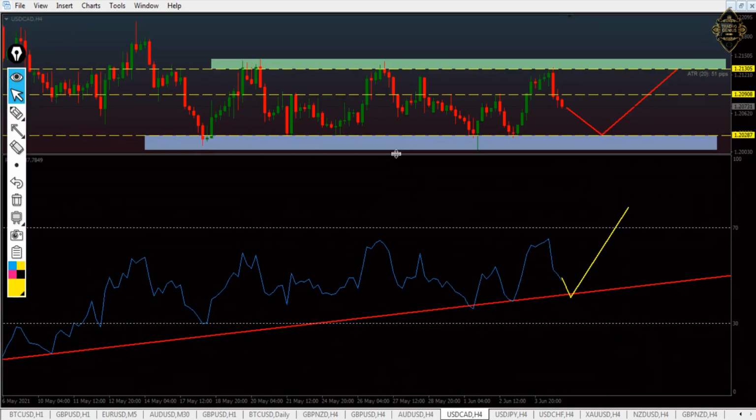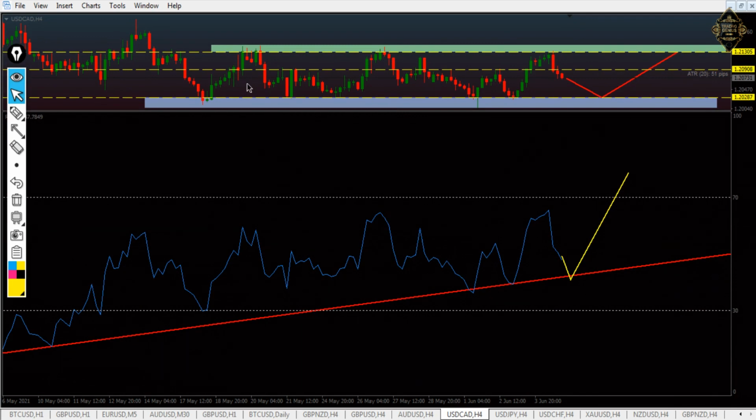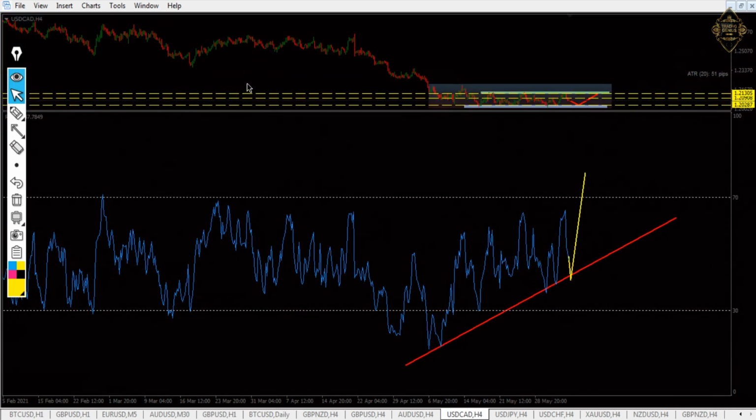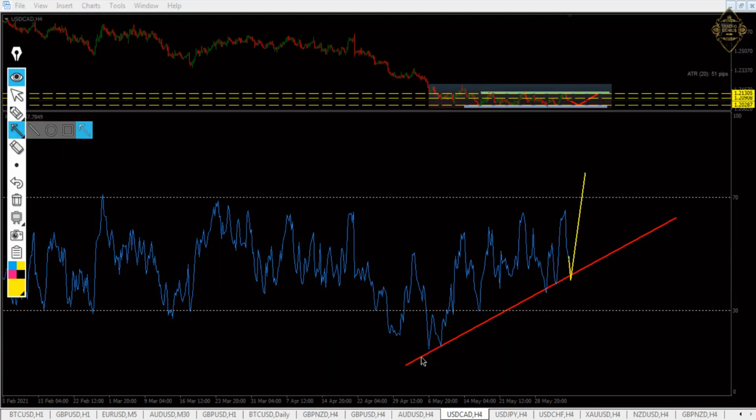Let me analyze the RSI here for you. As you see in the RSI, we got a divergence. That's why we are also bullish on it.